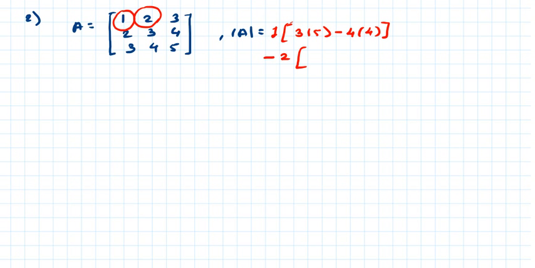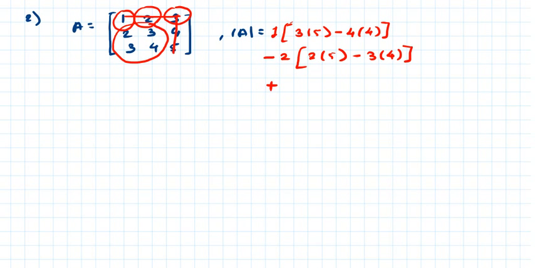Now hide this row and this column. What remains is 2 4 3 5. So what comes is 2 into 5 minus 3 into 4. Plus, now the next element 3. Hide this row and this column. What remains is this matrix 2 3 3 4. So this will be plus 3 into 2 into 4 minus 3 into 3.